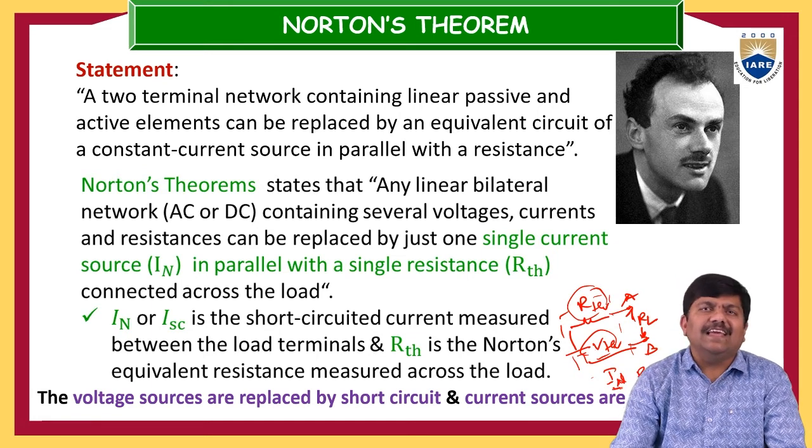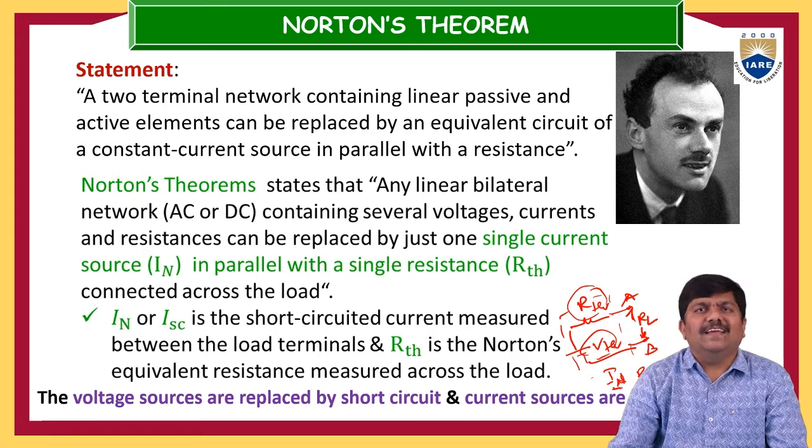Now this is I_SC, same as Norton's current I_N, and in the same manner in Thevenin's theorem, instead of I_SC we have V_OC, because we are going to open circuit the load terminals. That's why there the voltage is called the open circuited voltage or equivalent Thevenin's voltage. But in Norton's theorem, this current is nothing but I_SC, that is the short circuiting current, or Norton's current.